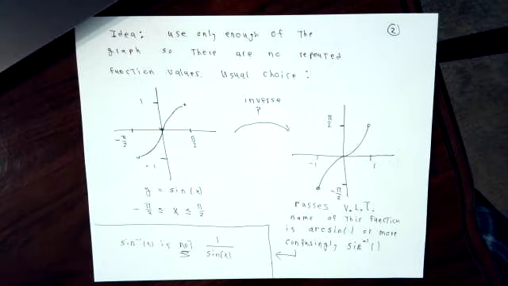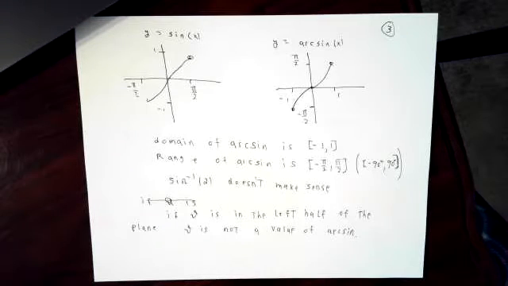We're going to call the name of this function arcsine, or more confusingly, inverse sine. And you must understand that when we're talking about inverse sine, this is not 1 over sine. It's the inverse function instead. So we'll just name this arcsine for now.